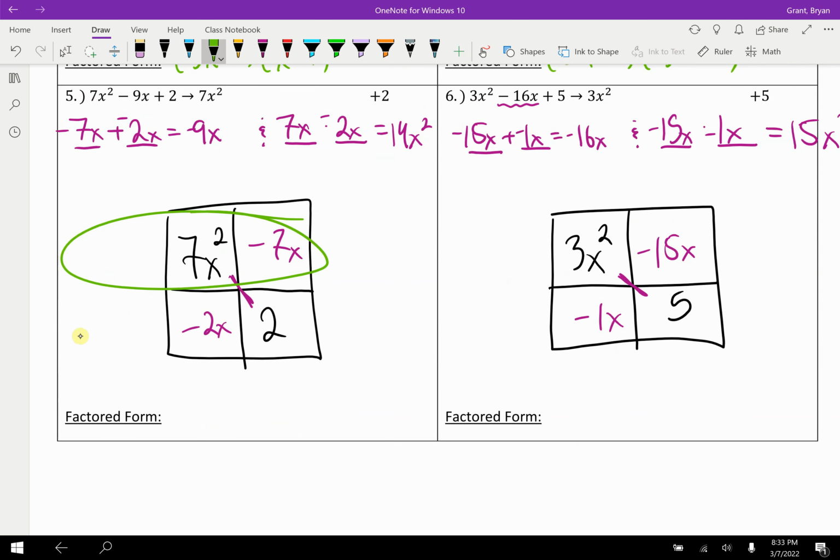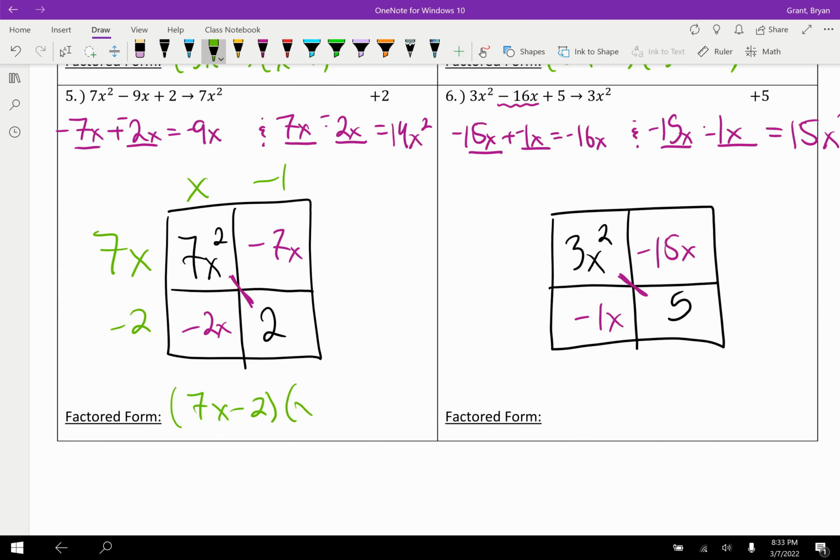These ones both have 7s in common. That's easy. 7 and x. 7x times x. 7x times negative 1. Negative 2. Bonus box. Negative times a negative is a positive. Checks out. 7x minus 2 times x minus 1.